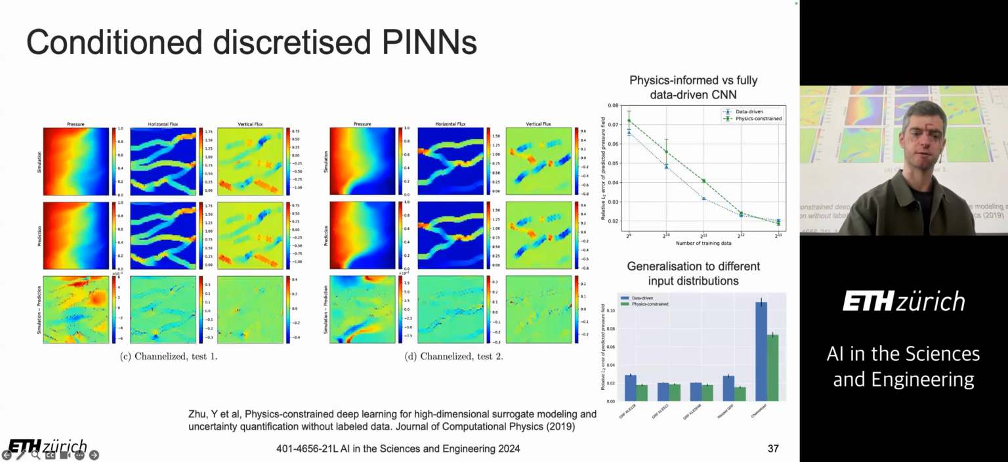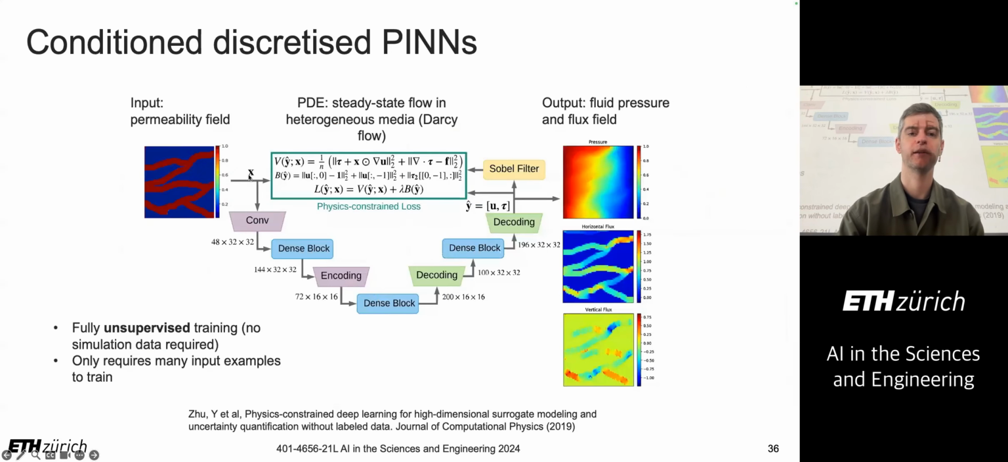So here are some examples of the simulation. I think this is the prediction and the ground truth simulation. It looks like it does a really good job at modeling this flow. And they produced a couple of plots in the paper, which are quite interesting to look at. What we're comparing here is the test accuracy, so the accuracy averaged over many example inputs as a function of the number of training data that we have. For the unsupervised discretized conditioned PINN, this is the number of input permeability fields that we train it on.